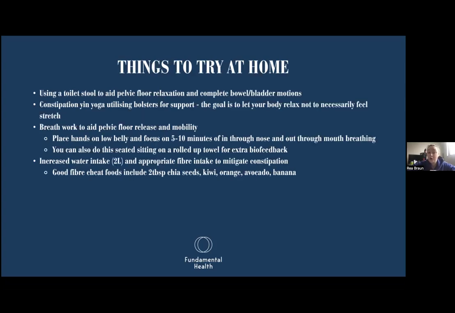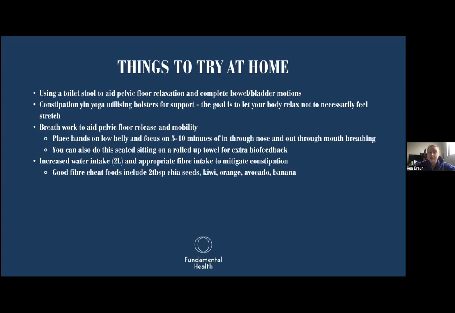Things you can try at home if you're starting to meet some of the criteria that we've gone through today. Using a toilet stool is one of my biggest recommendations. It is such a good help. This aids pelvic floor relaxation when you're on the toilet, because your knees are higher than your hips and you're in a forward lean position, which kind of mimics a classic squat of what we would have done before toilets were invented. This aids pelvic floor relaxation, so then it aids complete bowel and bladder motions.